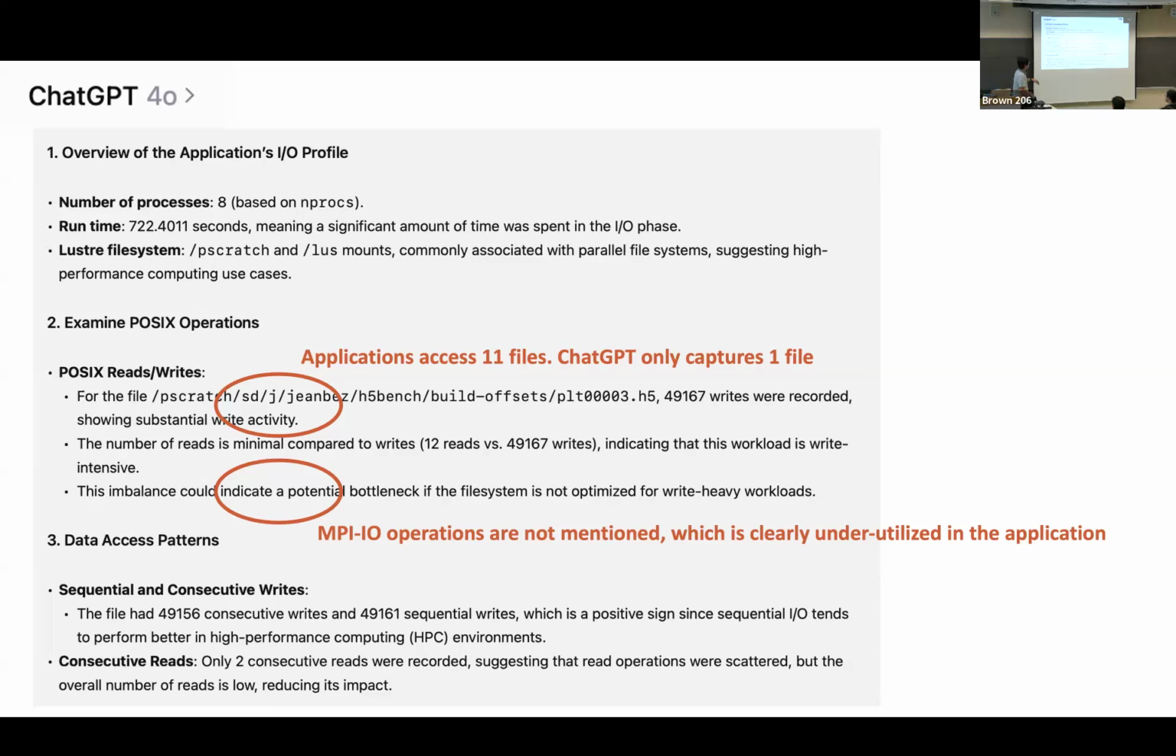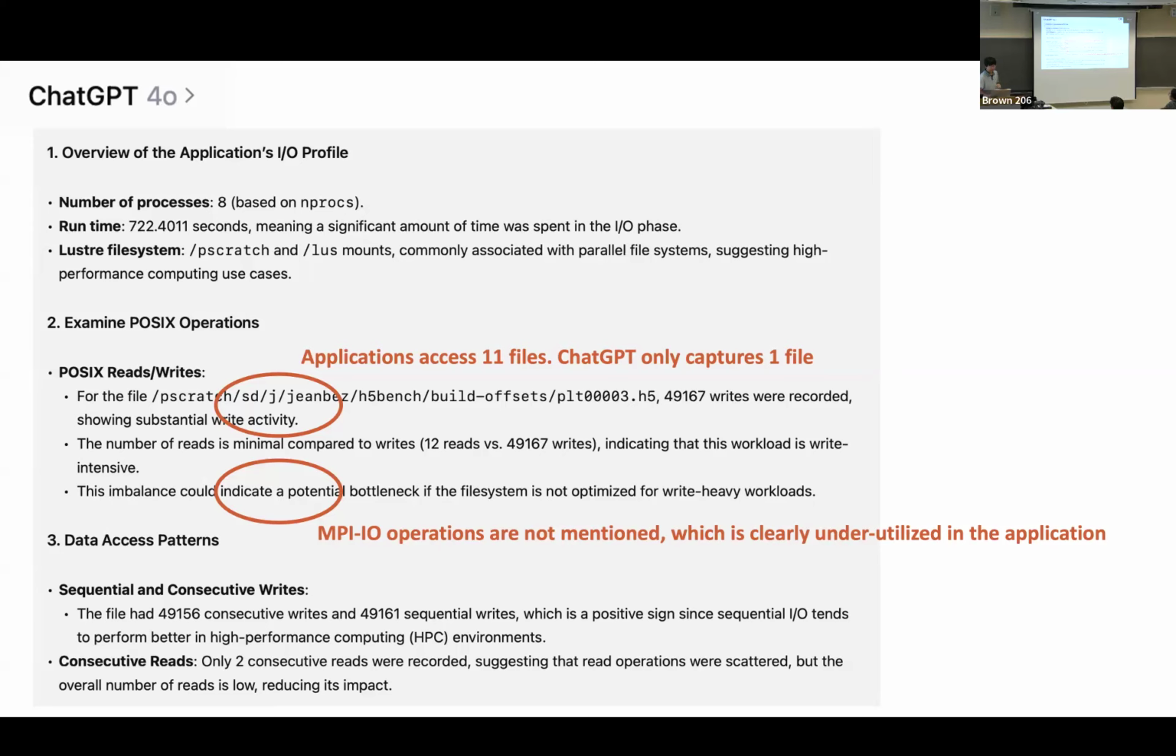The second one is this only talks about the POSIX read-write. And POSIX is known to be the least efficient way of talking with storage servers at HPC scale. In HPC applications, you use MPIO, right? You use MPIO at minimum. You use MPIO with some advanced features, MPIO with collective IO, MPIO with asynchronous IO to improve your performance. But this application does use MPIO. It does use MPIO, but nothing was reported at all. Apparently, I guess GPT-4o doesn't really know much about that part.